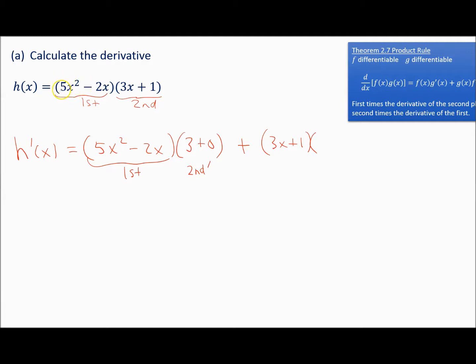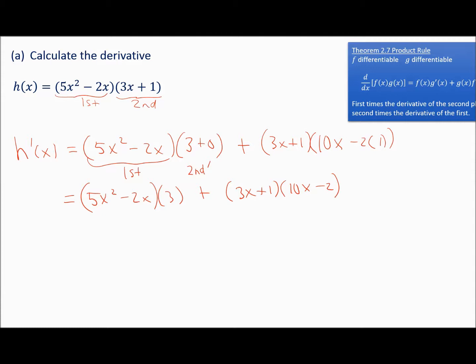So 2 times 5 is 10x minus the derivative of 2x, which is just 2, or 2 times 1, if that helps you feel better. Then your goal is to simplify your answer as much as possible. So that's going to be 5x squared minus 2x times 3, plus 3x plus 1 times 10x minus 2.